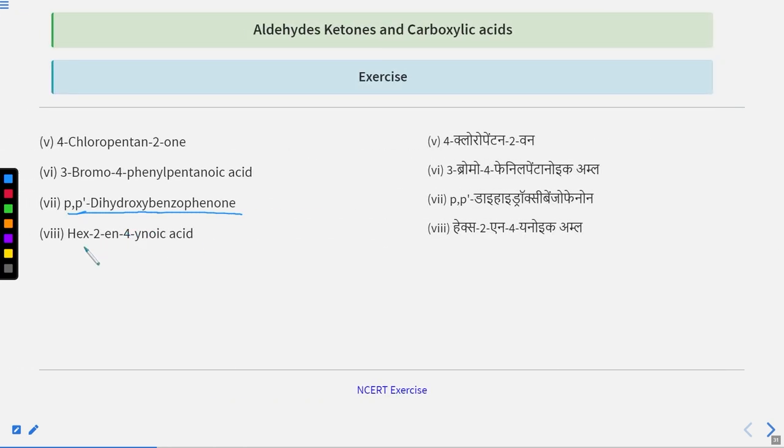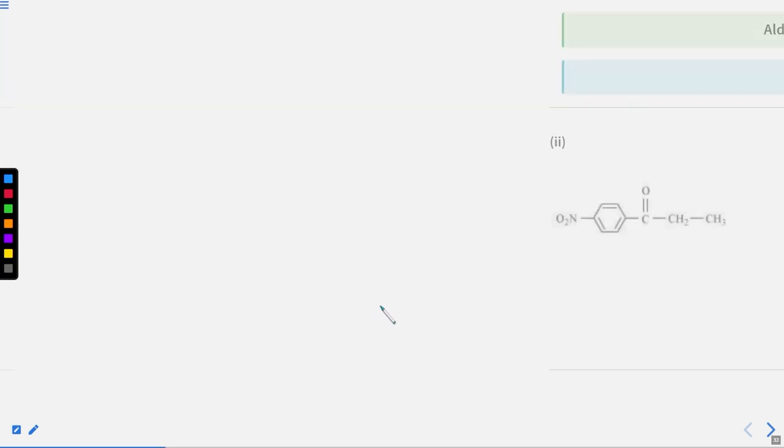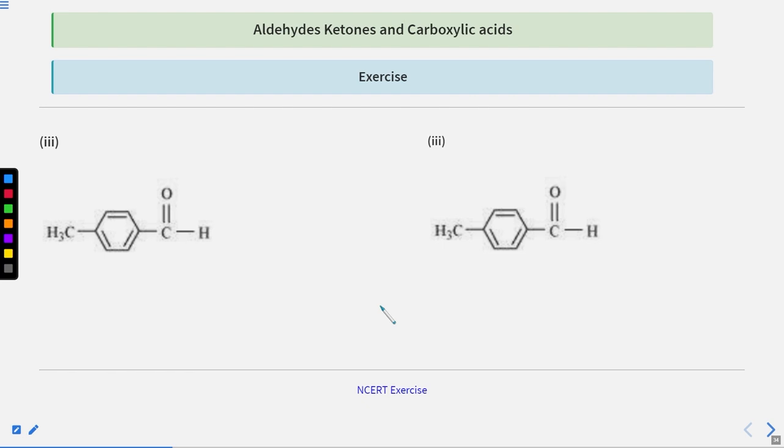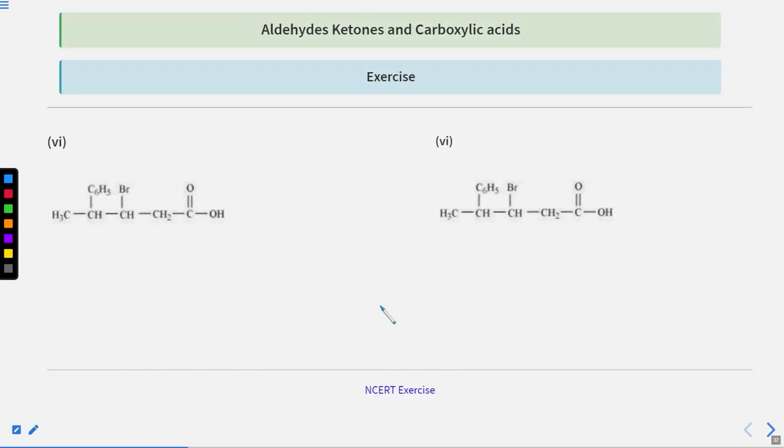Last we have hex-2-en-4-oic acid. 1, 2, 3, 4. At 2 position we have ene, and at 4 position we have carboxylic acid. Now let us see the solutions, right? These are solutions. You can just pause the video and see.